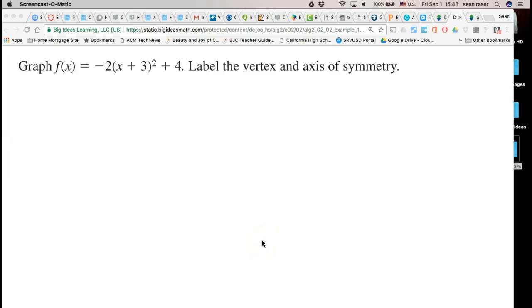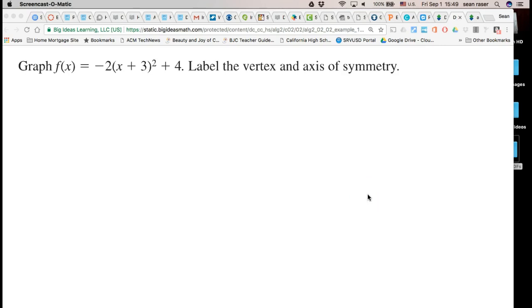All right, welcome to the first video of section 2.2. In this section, we are going to look at the properties of a quadratic graph. So we're going to look at quadratic functions in some different forms and talk about some of the properties that their graphs have.